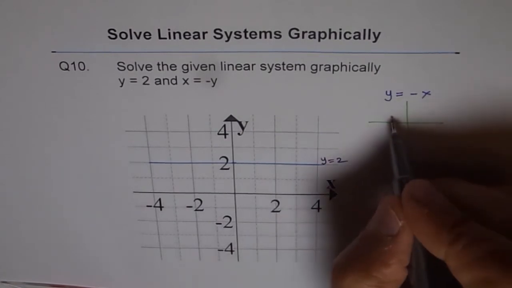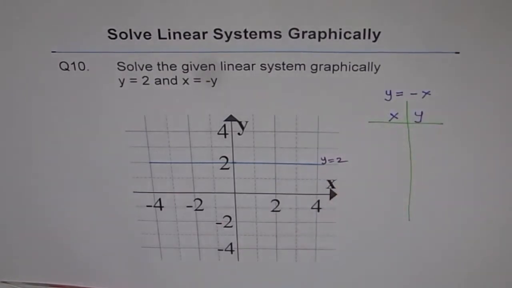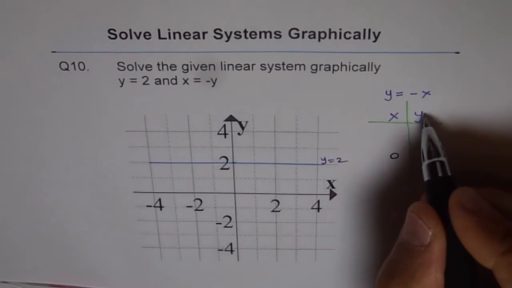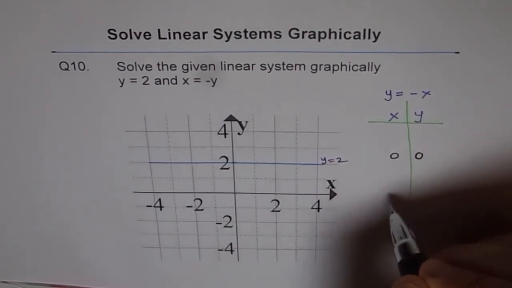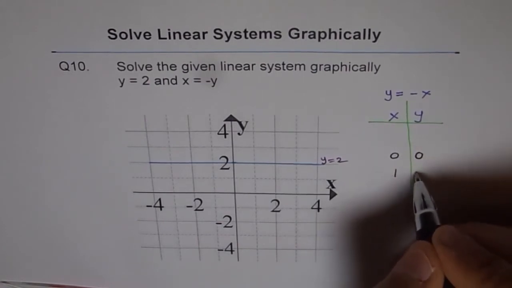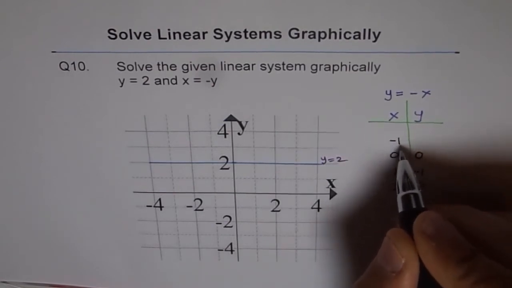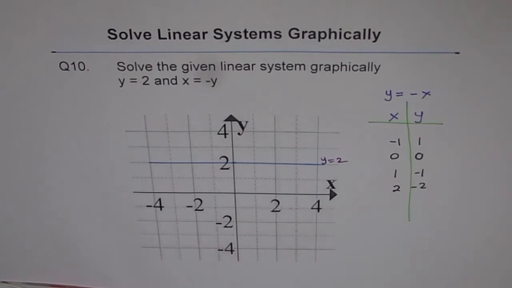Now let's have some x values and accordingly find the y values for those values of x. You can select x values. 0 is a good value to start with, right? So if x is 0, then what should y be? y is minus of x. Minus of 0 is still 0, right? How about 1? 1, minus 1. 2, minus 2. And if I take minus 1 as x, minus of minus 1 is plus 1. So these are our points which will represent the line y equals minus x, or x equals minus y.